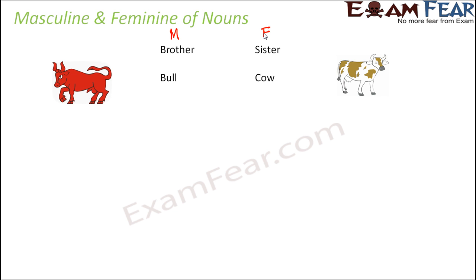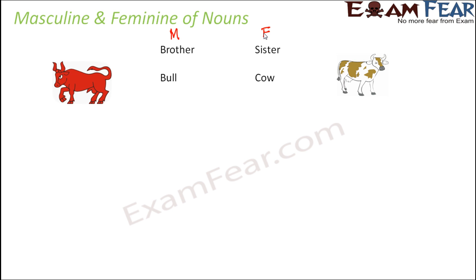Now let us talk about masculine and feminine forms of nouns. As I said, only nouns have gender, right? So let's look at some examples of the masculine and feminine forms of nouns. When brother is the masculine form, so here in this column we will have the masculine form, and in this column we will have the feminine forms. So if brother is the masculine form, the feminine form would be sister.